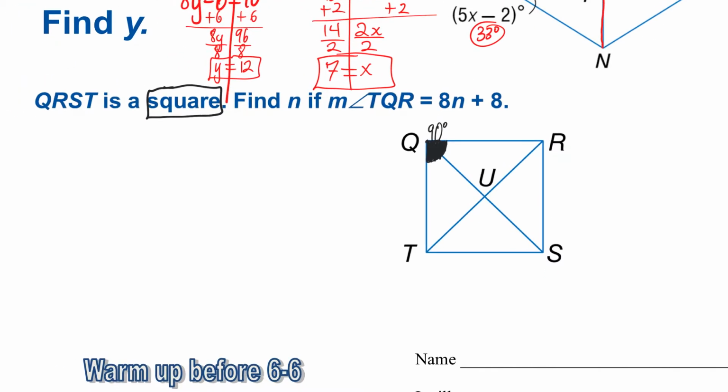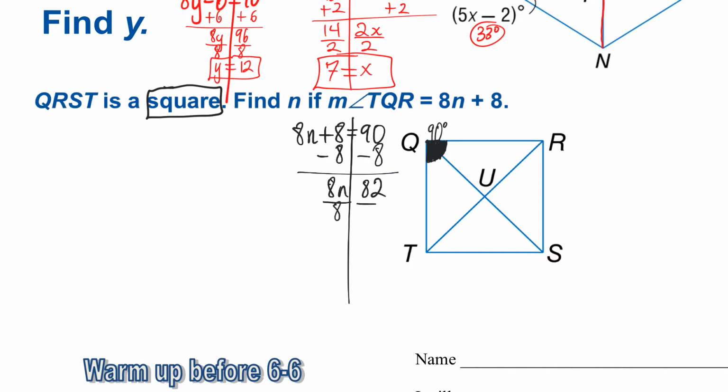So we're just going to set 8n plus 8 equal to 90. Solve for n. Minus 8. 8n equals 82, divided by 8. Okay, we are going to get a decimal, so 10.25.